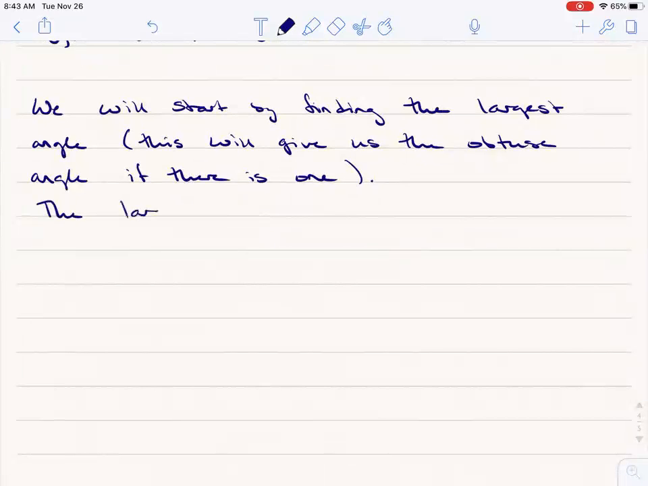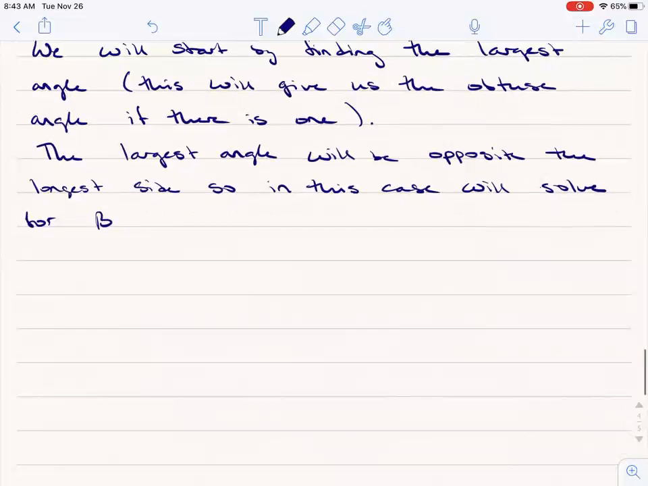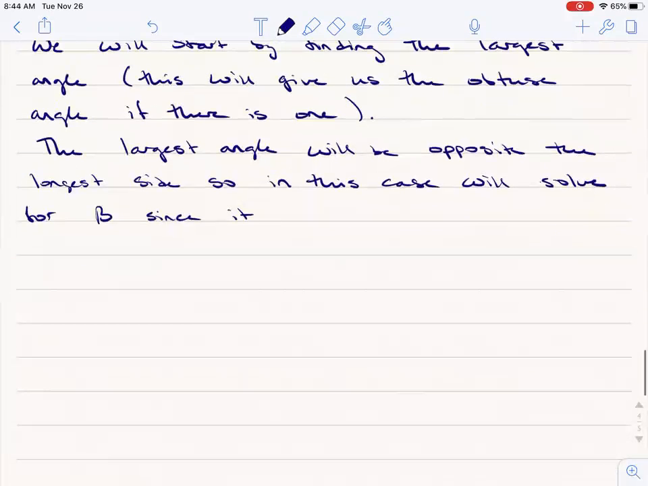The largest angle will be opposite the longest side. So in this case, we will solve for beta, since it is opposite B, which is 7.